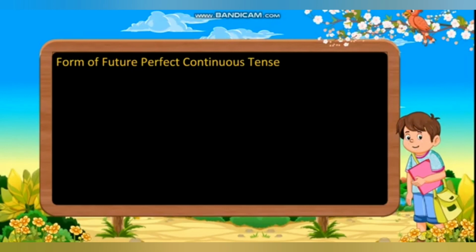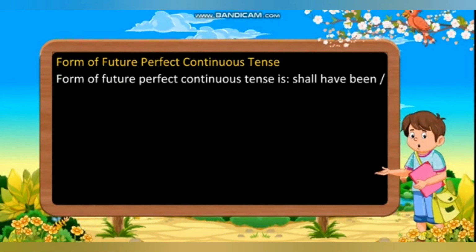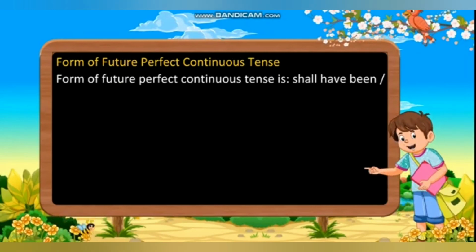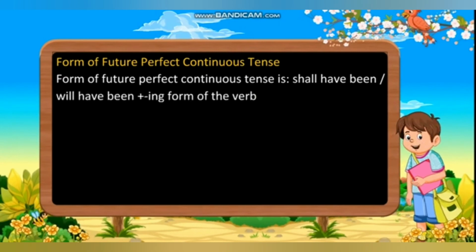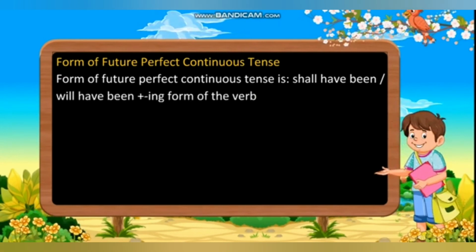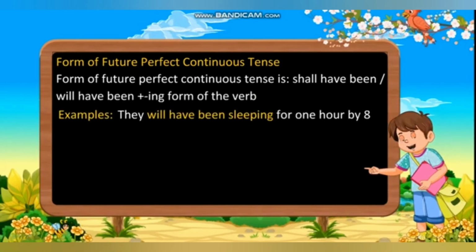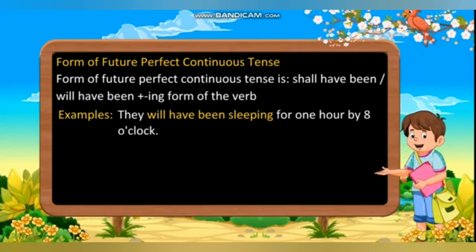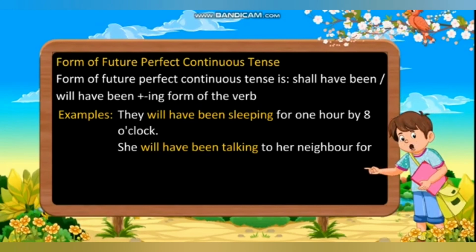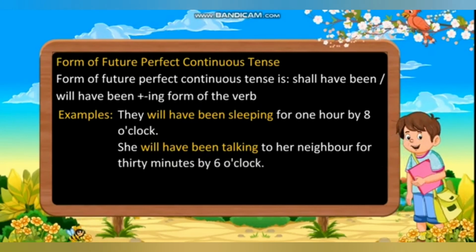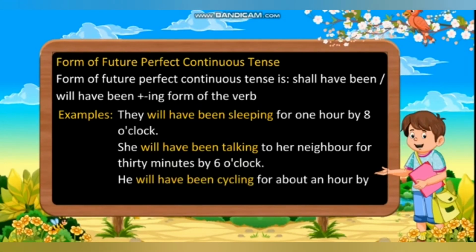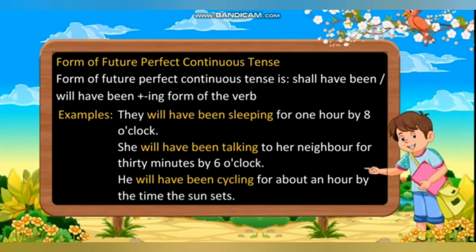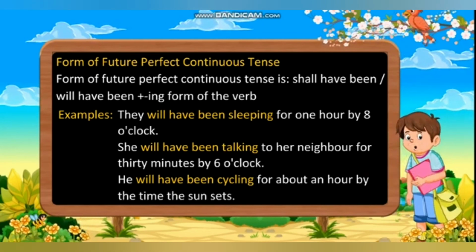Form of future perfect continuous tense. Form of future perfect continuous tense is shall have been, will have been. We are going to add been here and the ing form of verb. Example, they will have been sleeping for 1 hour by 8 o'clock. She will have been talking to her neighbor for 30 minutes by 6 o'clock. He will have been cycling for about an hour by the time the sun sets.